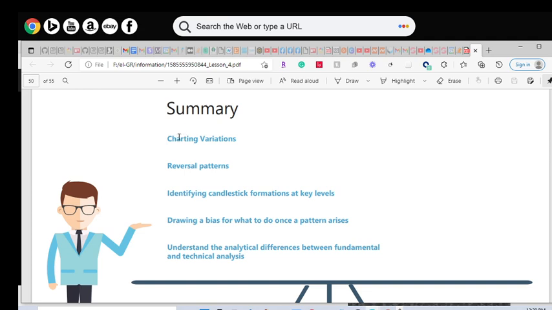So in summary, we looked at charting variation, reversal patterns and formations, drawing biases, and understanding the analytical difference between fundamental and technical analysis.